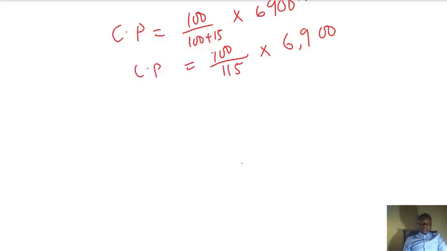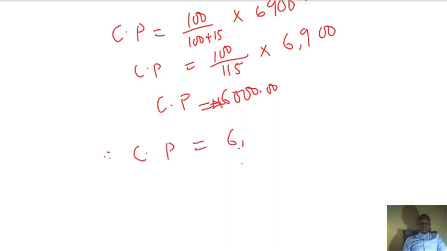Okay, the cost price, so CP is going to be 6,000 naira. So therefore, the cost price for the article is 6,000 naira. So that is how we write the currency. Okay, and he sold the article instead of 6,900. He now sold the article at the new selling price. So new SP is what?